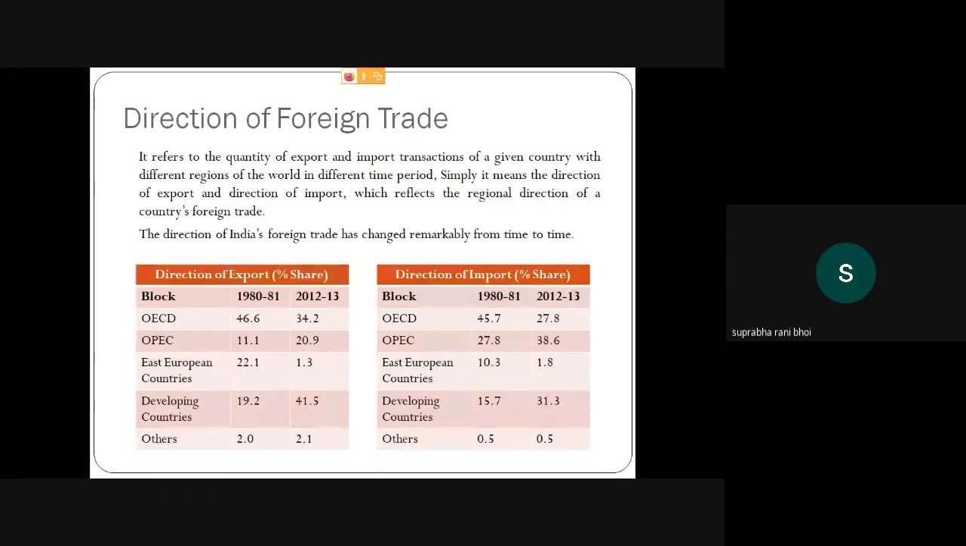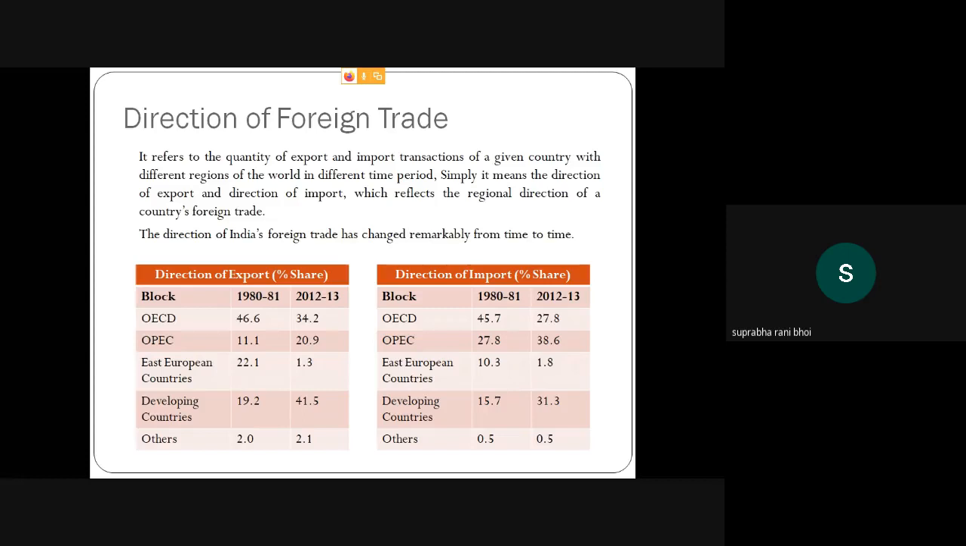For simplicity, I have explained this in a table. The world is divided into five blocks with whom India is trading. The blocks are, number one, OECD. OECD stands for Organization of Economic Cooperation and Development. This group includes almost all the developed countries of the world, starting from the countries of the European Union, North American countries like the US and Canada, and developed countries like Japan, South Korea, and the UK. All these countries come under this block.